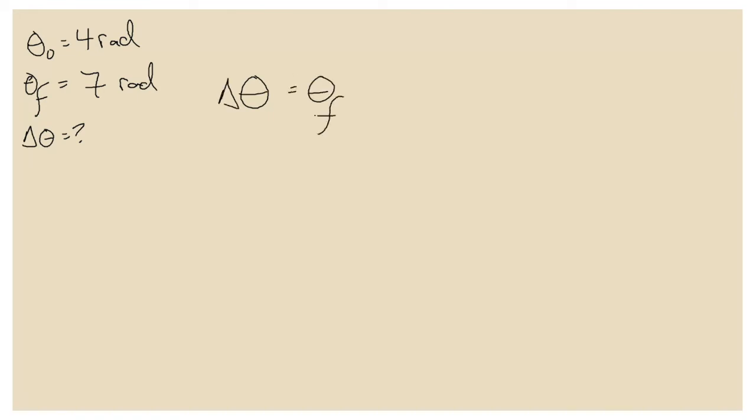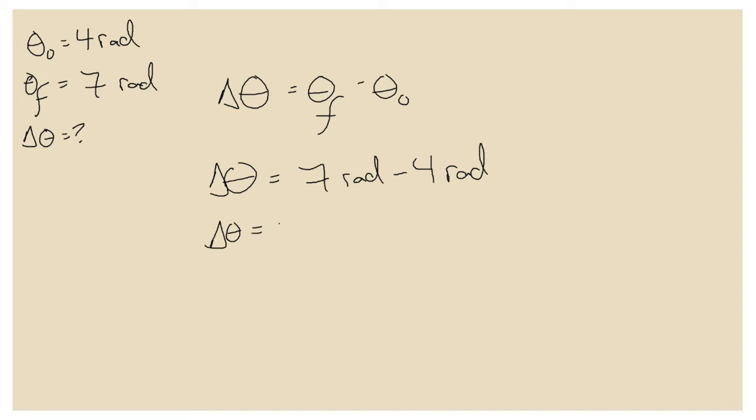Theta naught here is going to be 4 radians. They tell us that in the problem. The final angular position, as they also tell us, is 7 radians. And we're looking for the angular displacement, which is delta theta. So the definition of angular displacement, delta theta, is the final angular position minus the initial angular position. And so that means here we have a delta theta of 7 radians minus 4 radians equals, you guessed it, 3 radians. Really, honestly, this is about as easy as it gets.